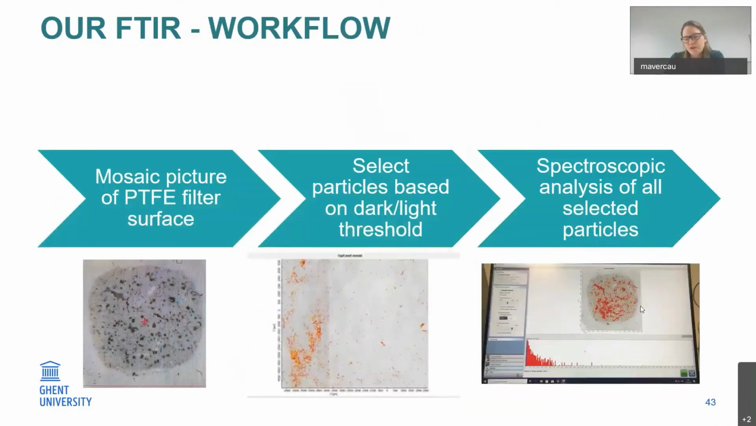So we start with a filter, and we take a mosaic picture of the PTFE filter. So a stitching of all little pictures, and we cover the whole PTFE filter surface, or at least where the filter went through. Then the second phase is to select the particles based on light and dark thresholds. So we select which particle has to be analyzed and which not, just based on the darkness on the picture. Then we do spectroscopic analysis of all selected particles.